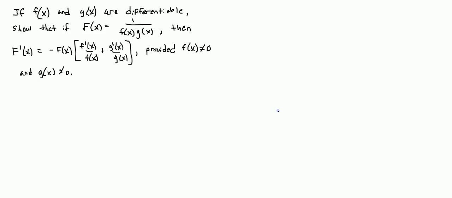In this video, we're going to show that if capital F of x equals 1 over f of x times g of x, then its derivative is equal to negative capital F of x times f prime of x over f of x plus g prime of x over g of x, provided that f and g are differentiable and neither is equal to 0.